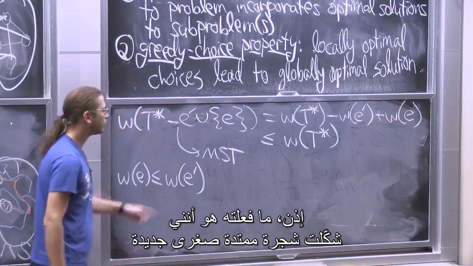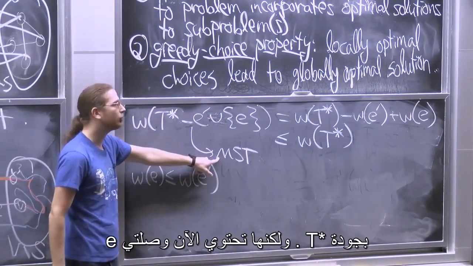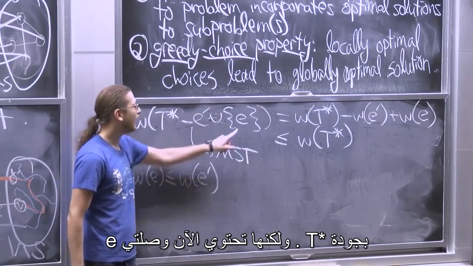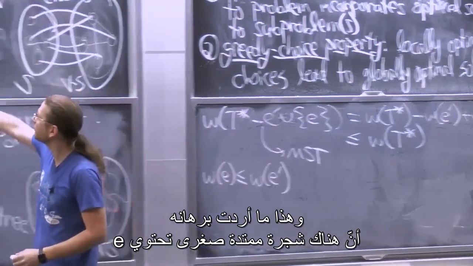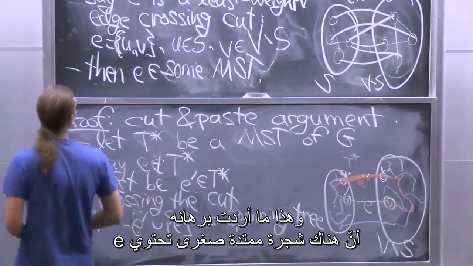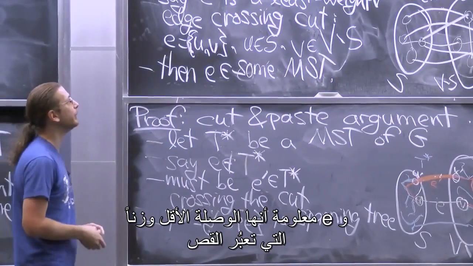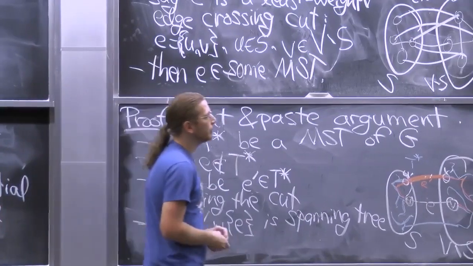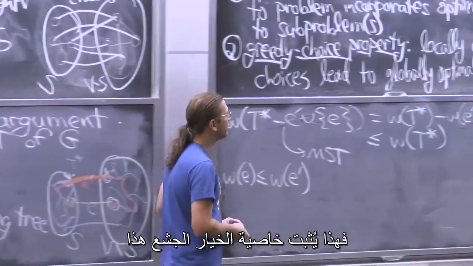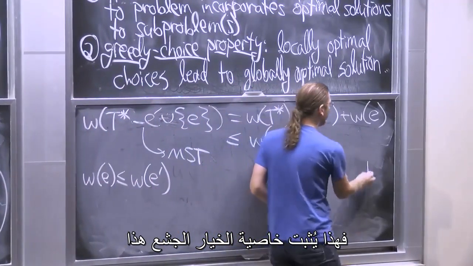So what I've done is I've constructed a new minimum spanning tree. It's just as good as T star, but now it includes my edge E. And that's what I wanted to prove. There is a minimum spanning tree that contains E, provided E is the minimum weight edge crossing the cut. So that proves this greedy choice property.